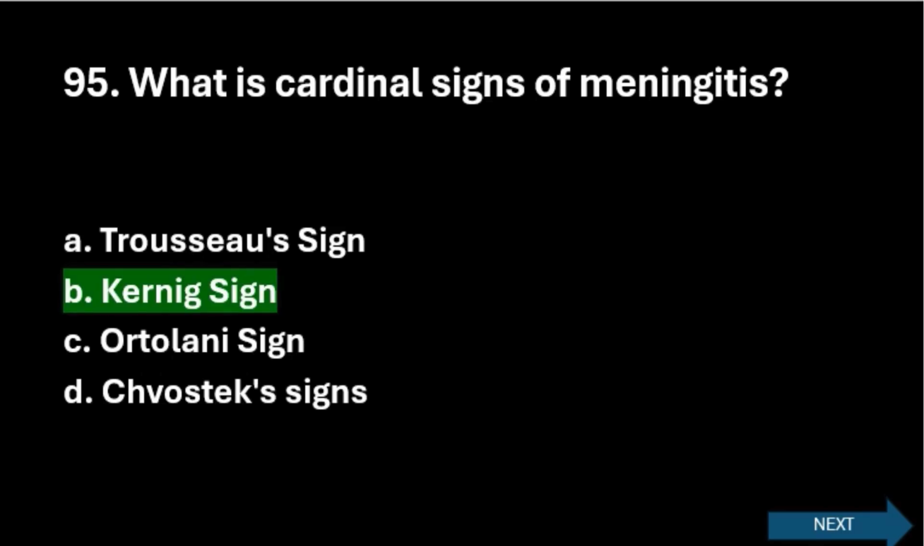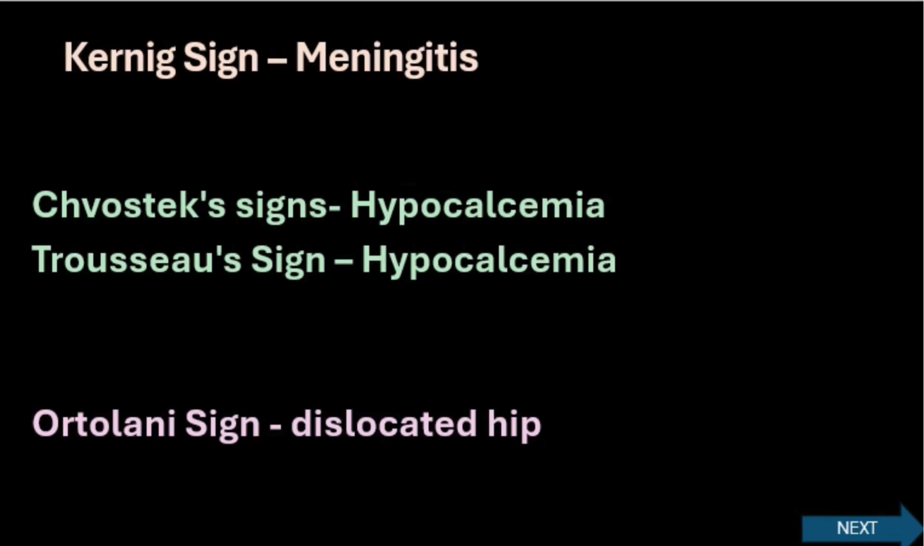Let us see the different signs and the diseases related to that. Kerning sign is for meningitis. Joystick and Trousers sign is for hypocalcemia. Ortolani sign is for dislocated hip.